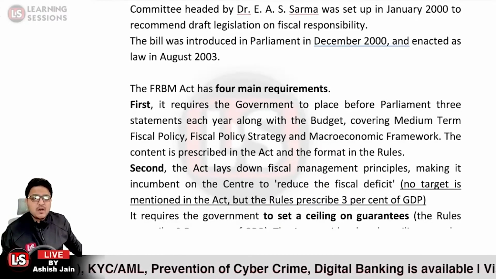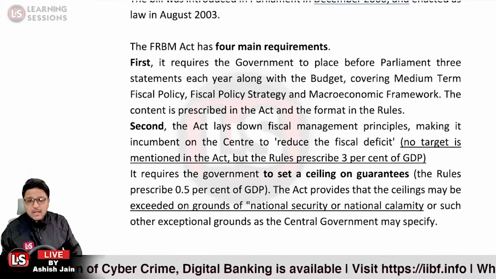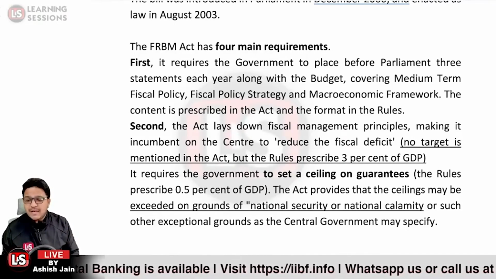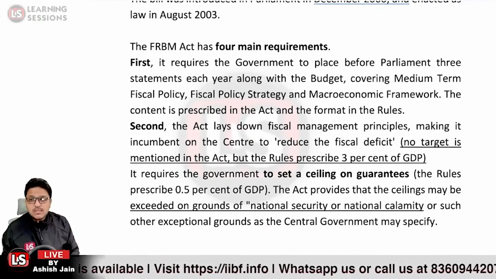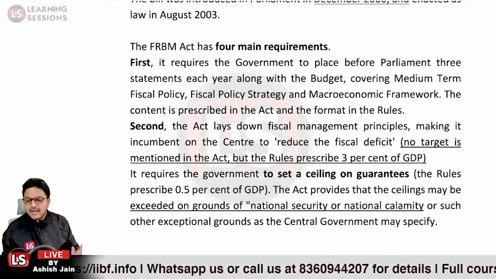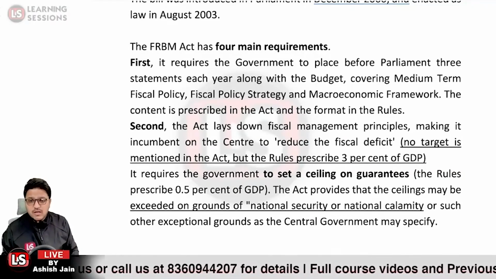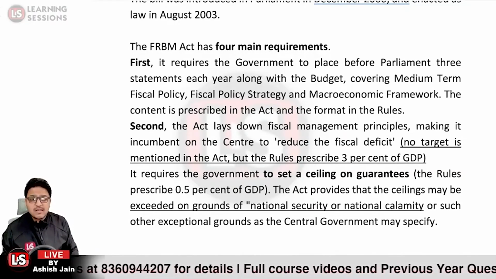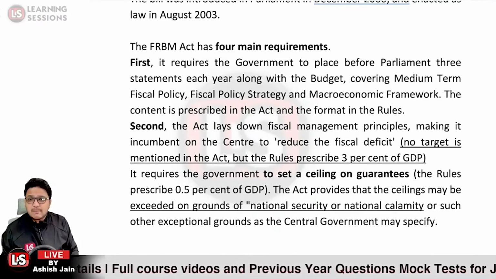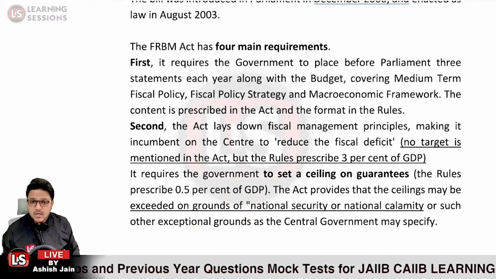Okay, so it requires the government to set a ceiling on the guarantees. So the government has to put a bar on what amount of guarantee the government is extending. And the rules prescribe that the guarantees must be limited to 0.5% of the GDP. The act also provides an exemption. Under extraordinary or exigency situations, such as a national security issue or natural calamity, that is an exception case, and this limit is not to be regarded in that case. Is that clear?